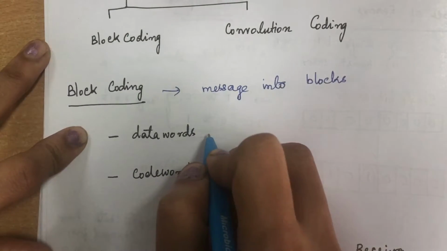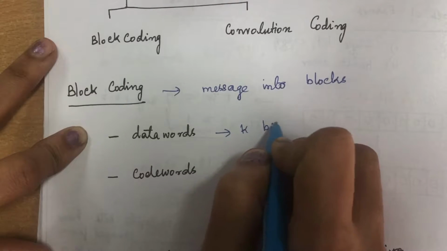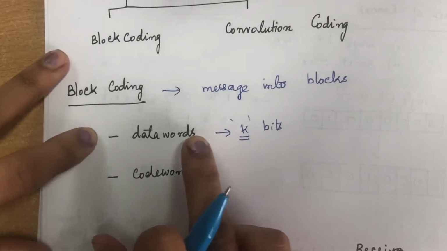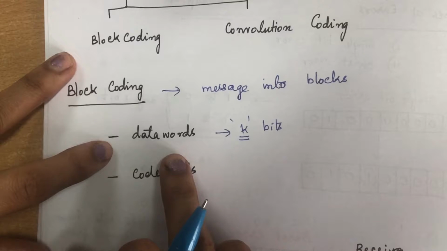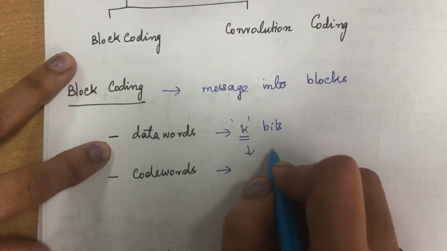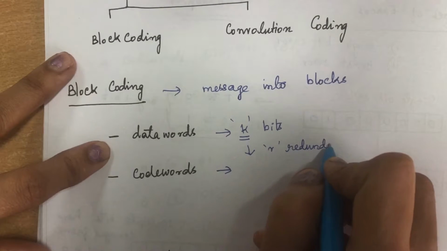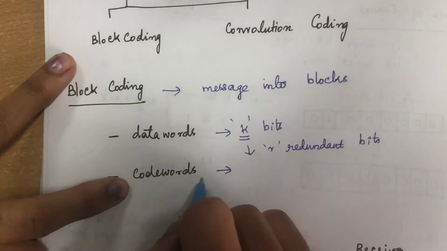And here, each block carries, suppose for example, k bits. Those blocks are called data words. What we are going to do is add some redundancy bits to each block, so that we get the code word.